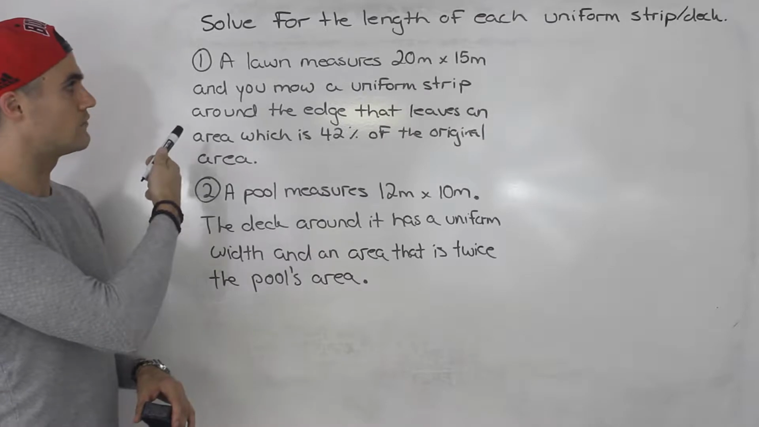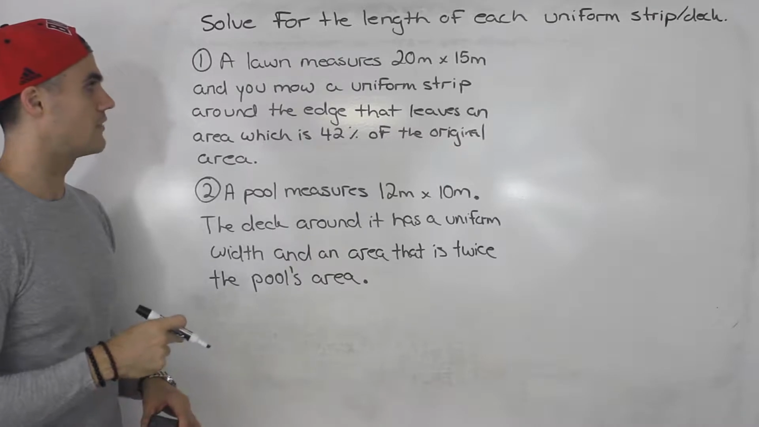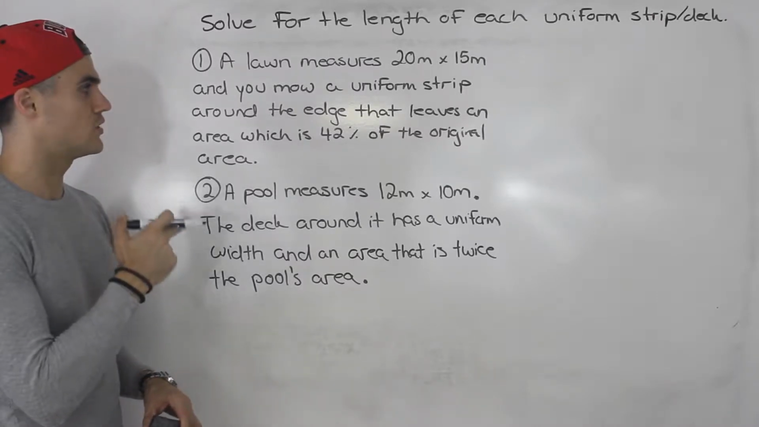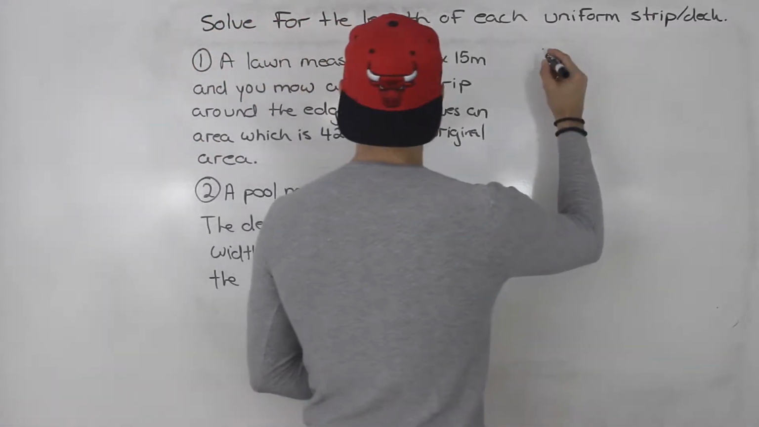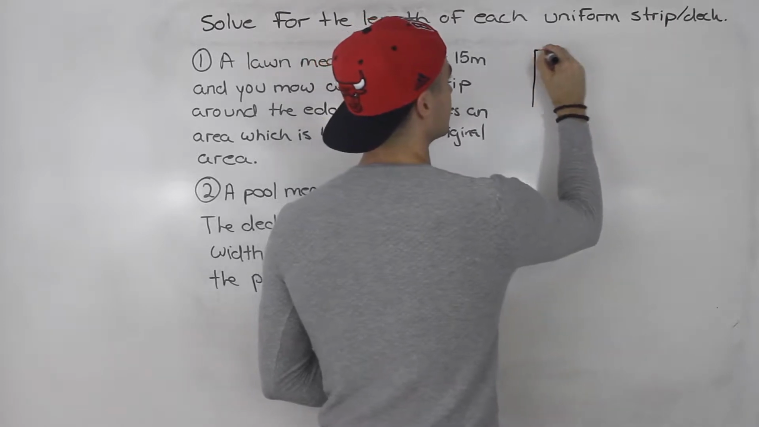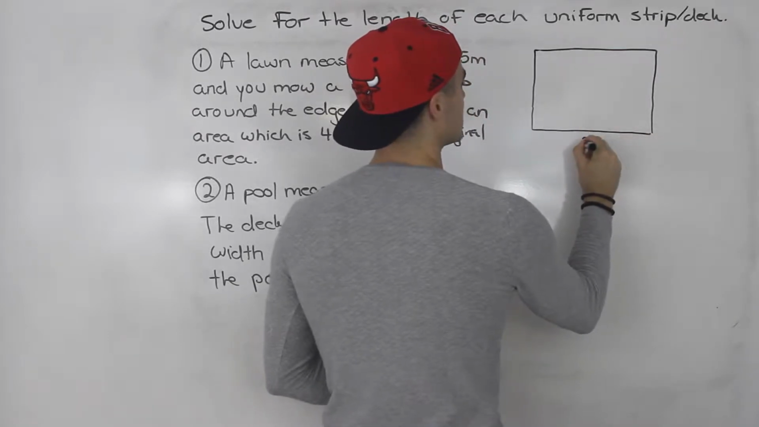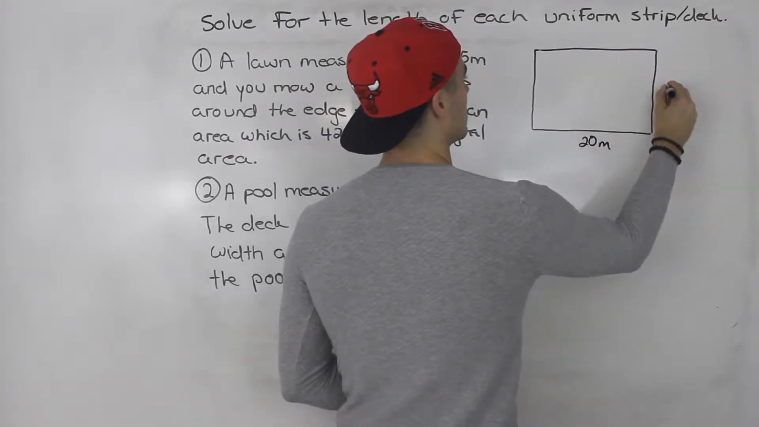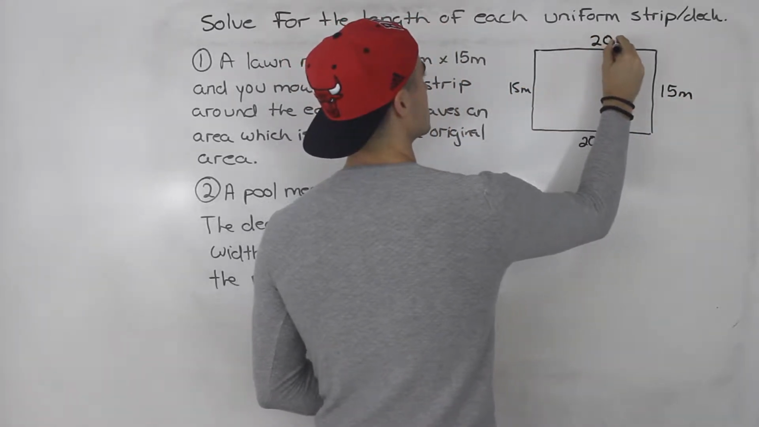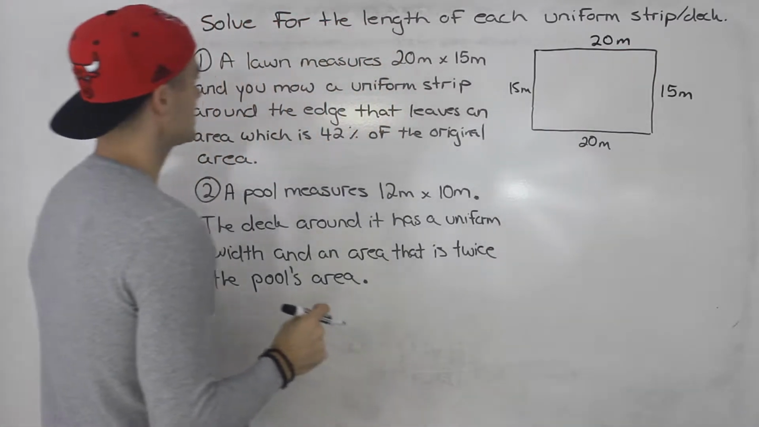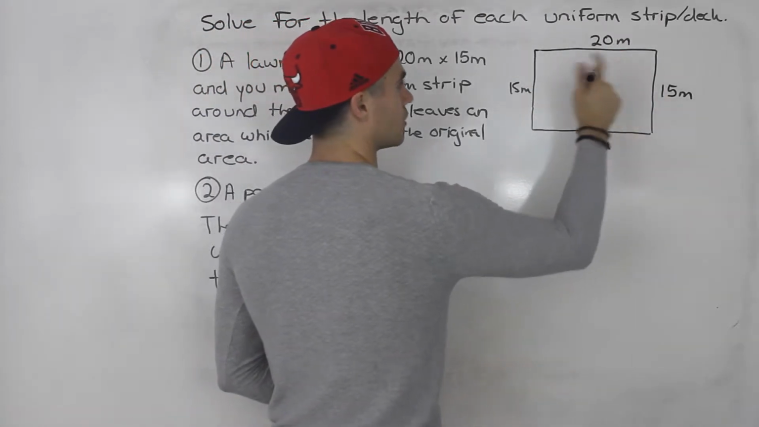So scenario one, we have a lawn measures 20 meters by 15 meters, and you mow a uniform strip around the edge that leaves an area which is 42% of the original area. So let's draw a diagram here. So we have a lawn that is 20 meters by 15 meters. So this is 15 meters as well. This is 20 meters. And what's happening is you are going to mow a uniform strip all along the edge.